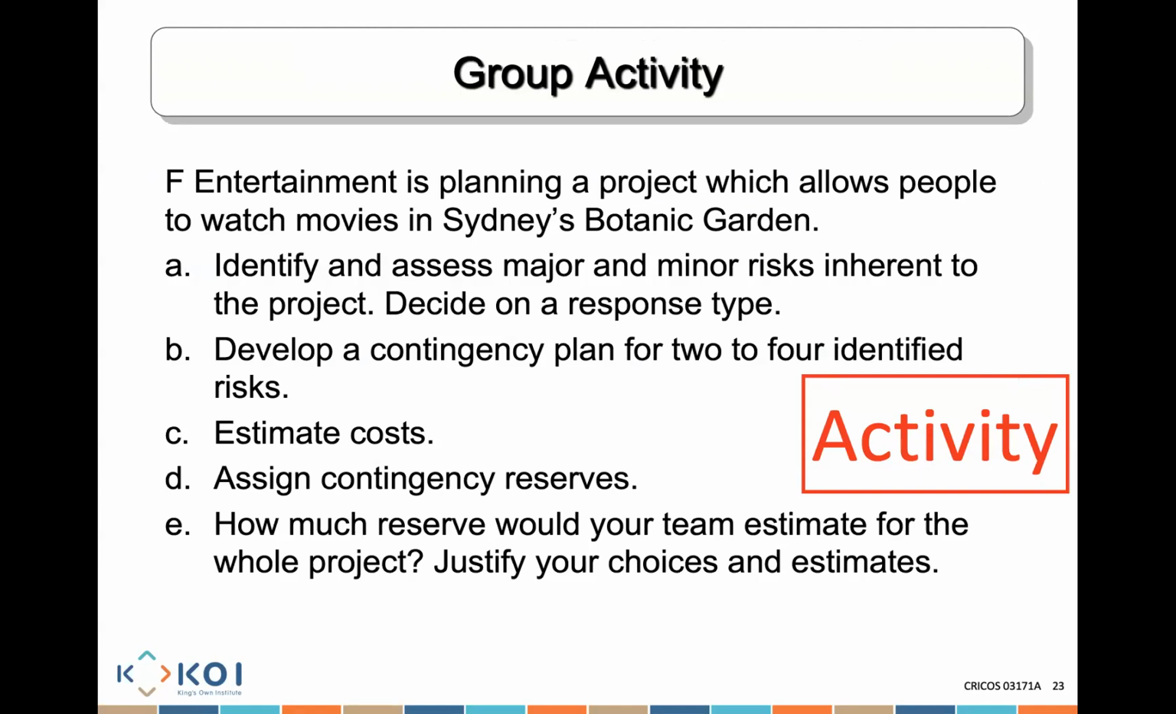F Entertainment is planning a project which allows people to watch movies in Sydney's Botanic Garden. We want to identify and assess major and minor risks that are inherent in that project. We're going to decide on a response type, mitigate, share, whatever we're going to do. We're going to develop a contingency plan for 2 to 4 identified risks. We're going to estimate the cost, assign a contingency reserve, and ask how much reserve your team would estimate for the whole project.